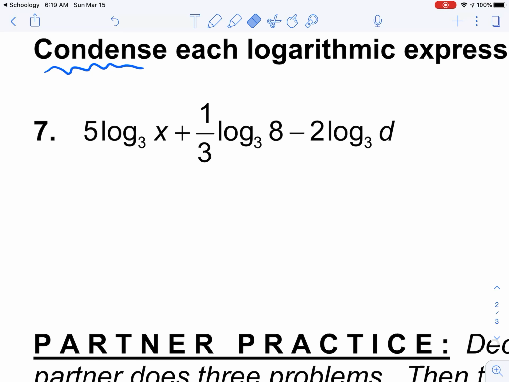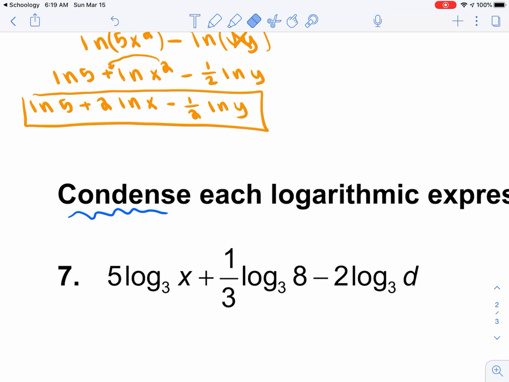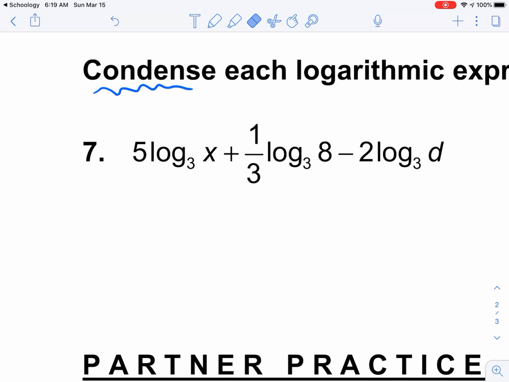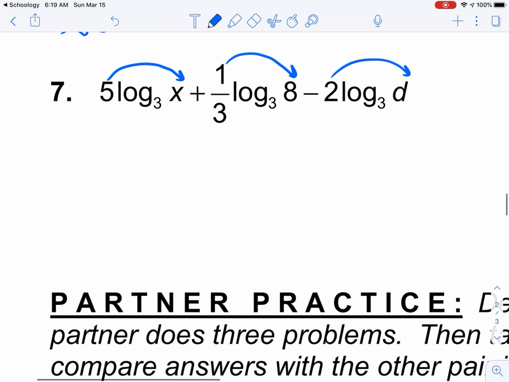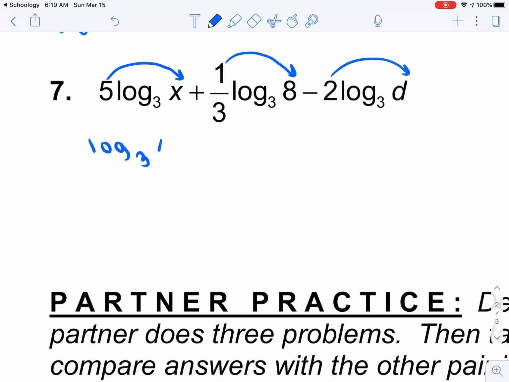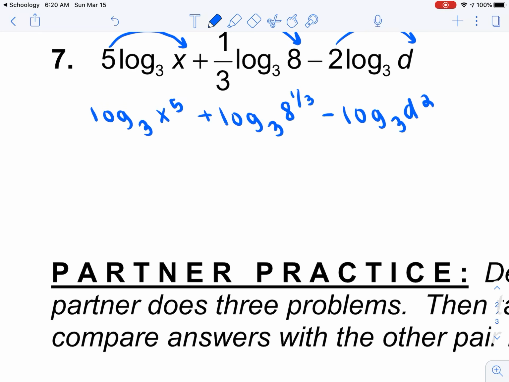So with that said, think about what we did in these problems last, and that's what you want to do first. Remember I moved the powers to the front last? Well, let's take those powers and move them back. So I'm going to take this, move it back, take this, move it back, take this, move it back. So I'll get log base 3 of x to the 5th, plus log base 3 of 8 to the 1/3. We'll evaluate that in just a moment, minus log base 3 of d squared. Now, from here, if you can evaluate, do so. 8 to the 1/3 power, we know is 2.